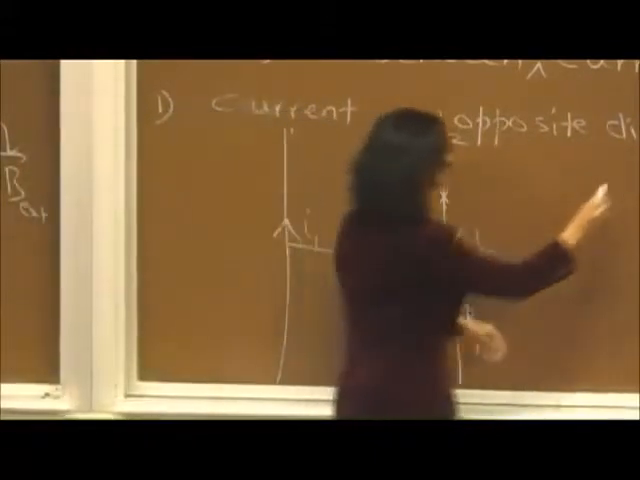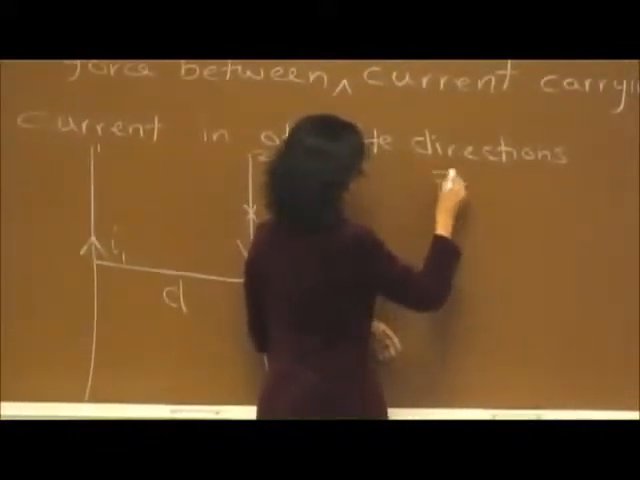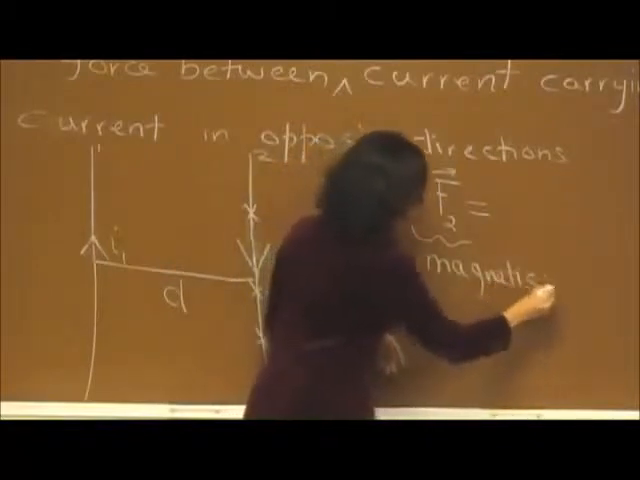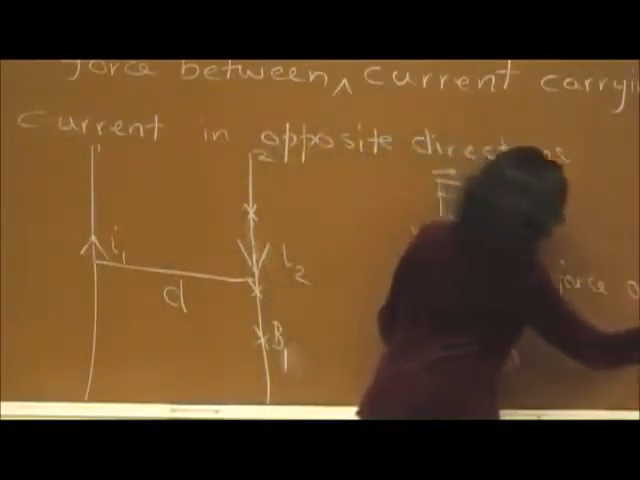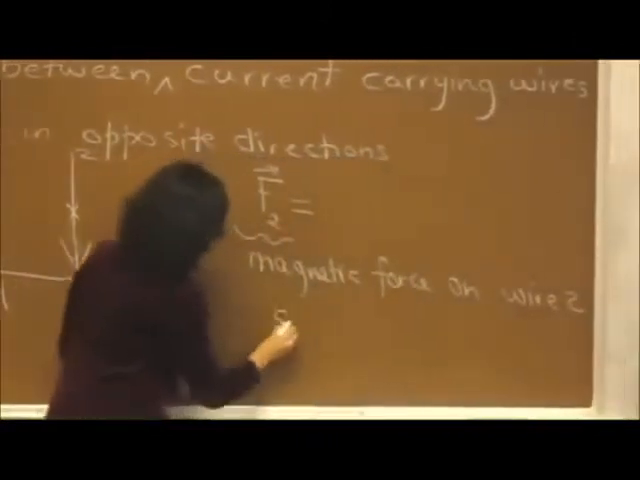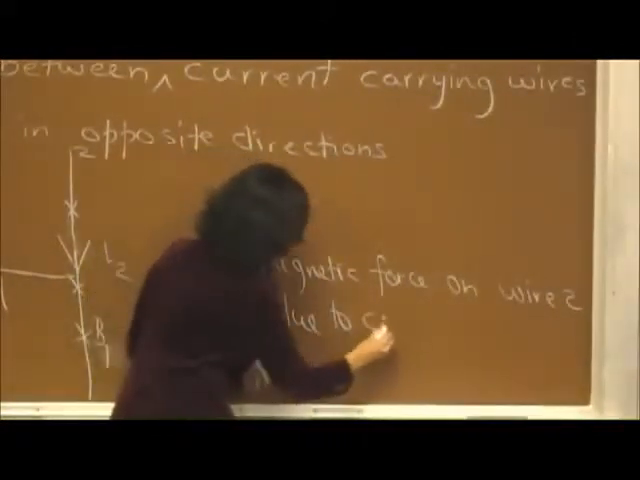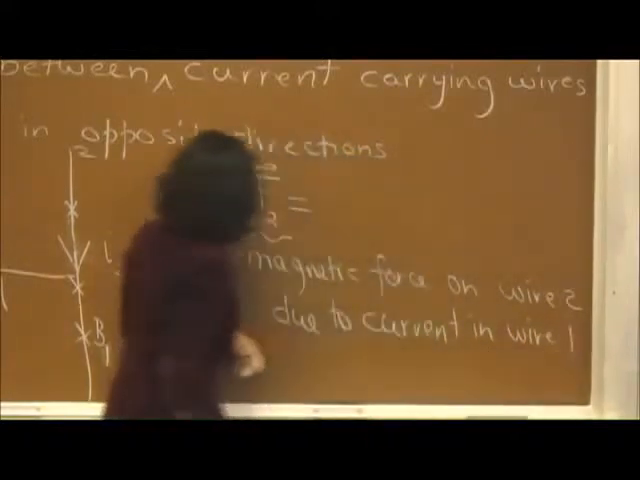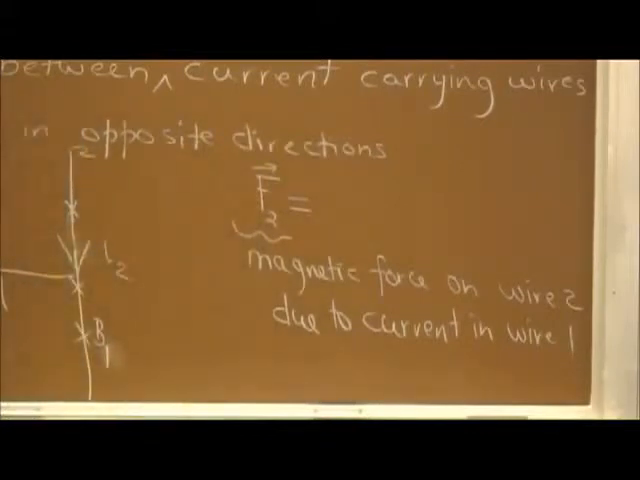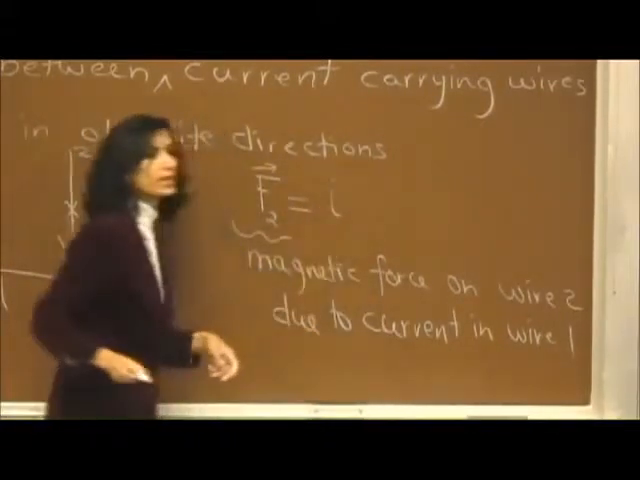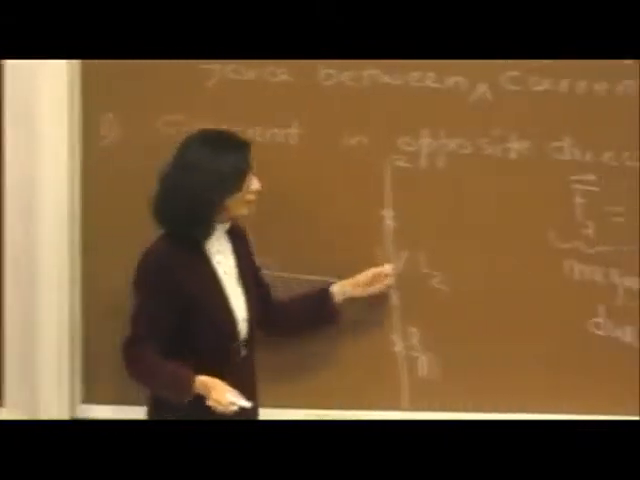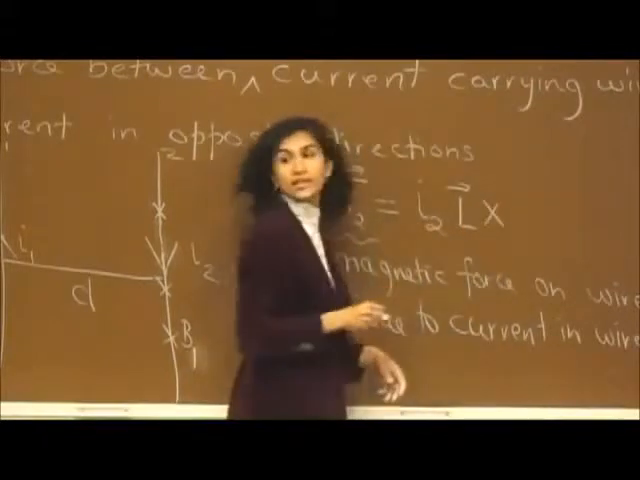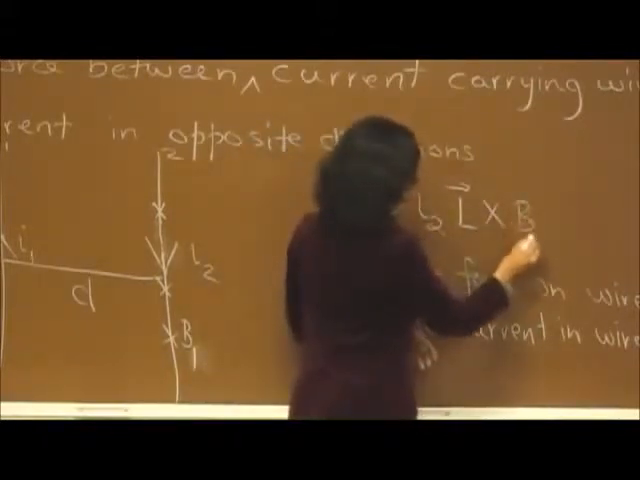Okay, what I am interested in right now is what is the force F2? That means what is the magnetic force on wire 2 due to wire 1, due to current in wire 1. Okay, so I know already from what we have already learned that F2 should be equal to the current in wire 2, I2, times the length of wire 2, let's say length is L, cross B external.